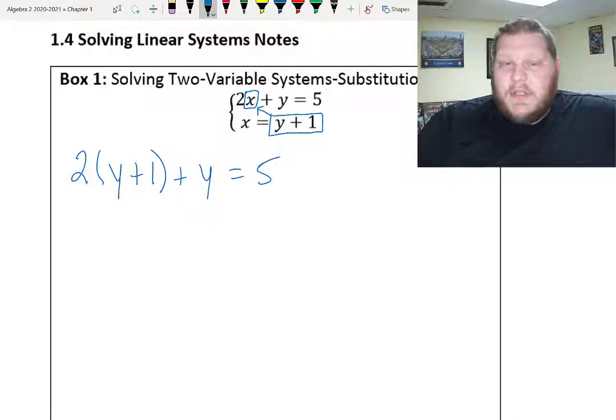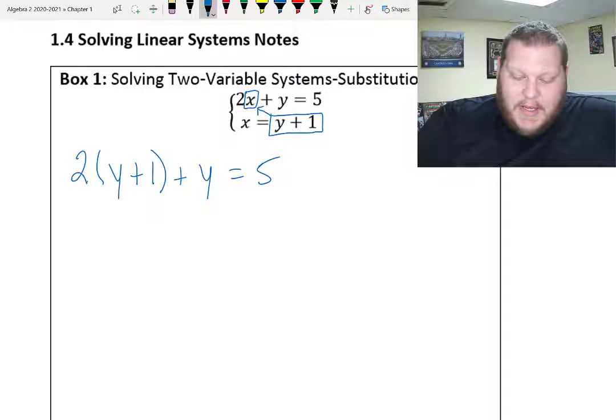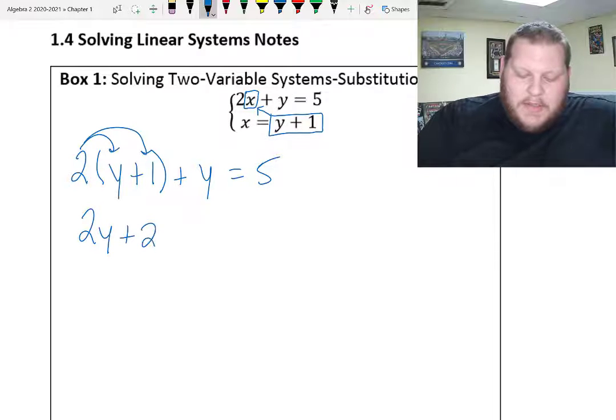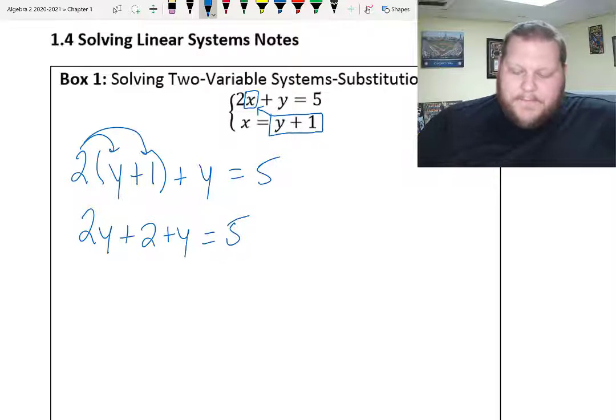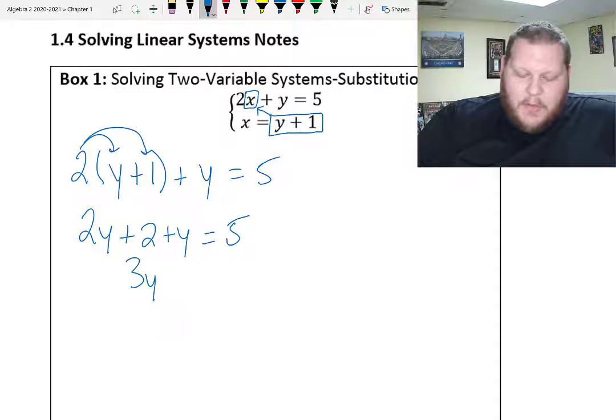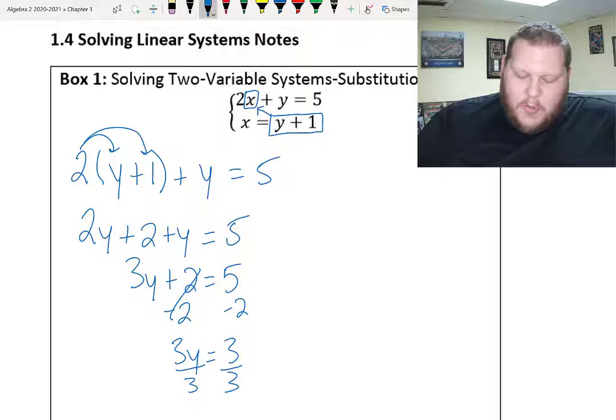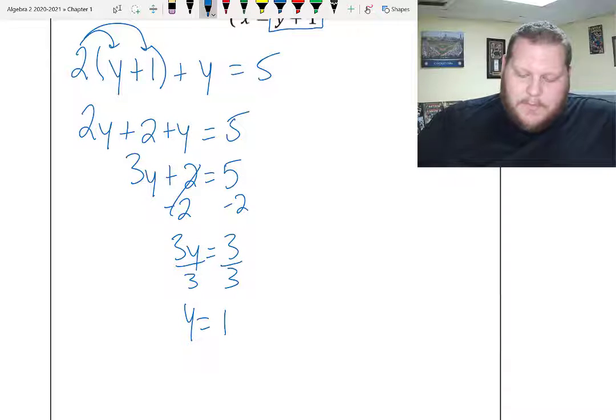From here, we're just going to go ahead and solve that equation for my single variable y. I'm going to start by distributing my 2 into that parenthesis. So 2y plus 2 plus y equals 5. That gives me 3y plus 2 equals 5. Once I collect my terms, minus 2 on both sides, 3y equals 3. I divide by 3, and I get that y is positive 1.